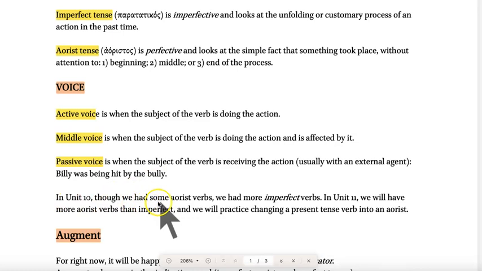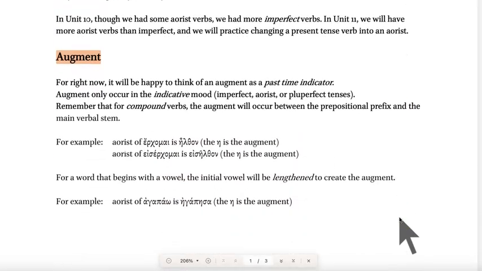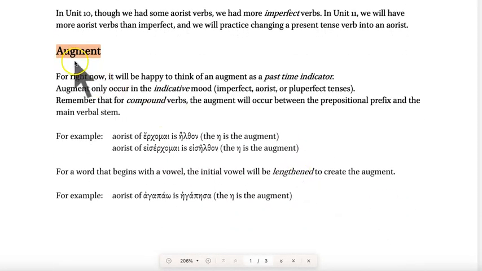Now, in Unit 10, we had some aorist verbs, but we had more imperfect tense verbs. In Unit 11, we will have more aorist verbs than imperfect, and we will practice changing a present tense verb into an aorist. So that brings us to the next thing for us to consider, that of augment. For right now, it will be helpful for us to think of an augment as a past time indicator. Augment only occurs in the indicative mood. That would be the imperfect, the aorist, or pluperfect tenses.